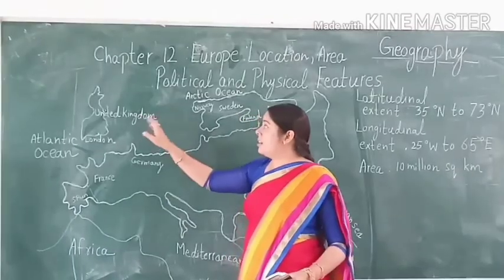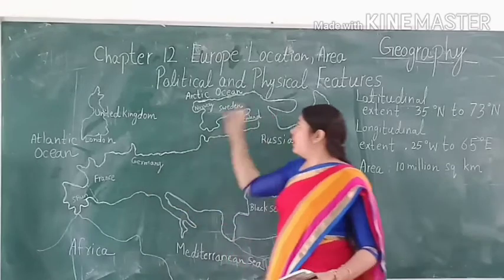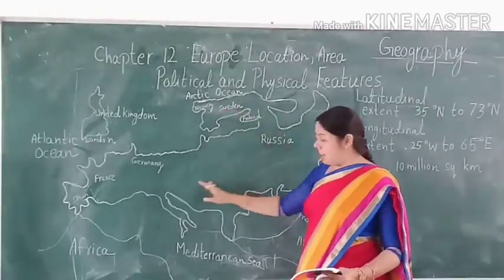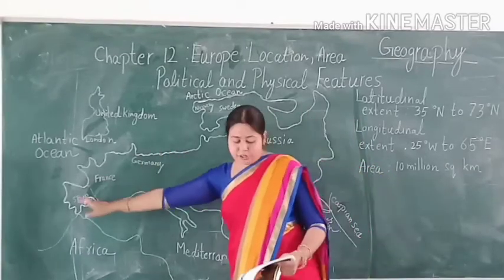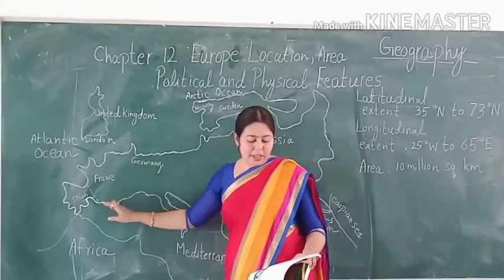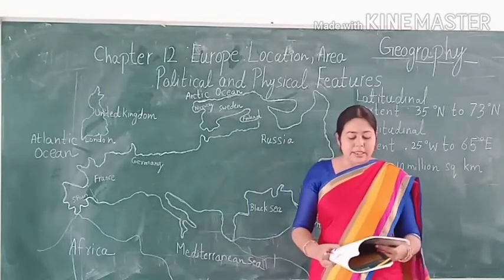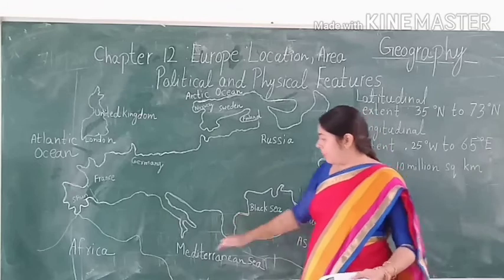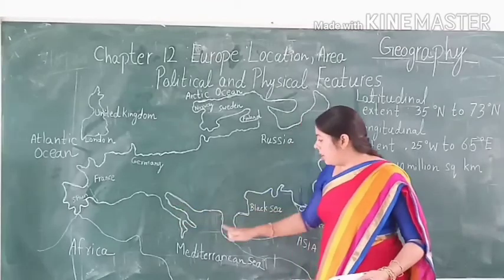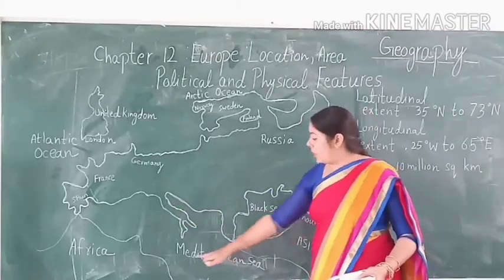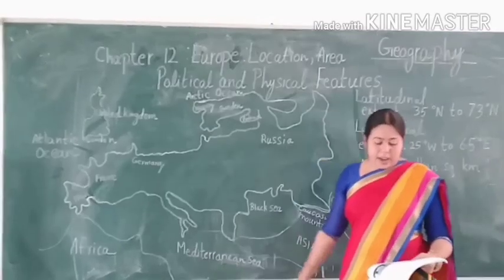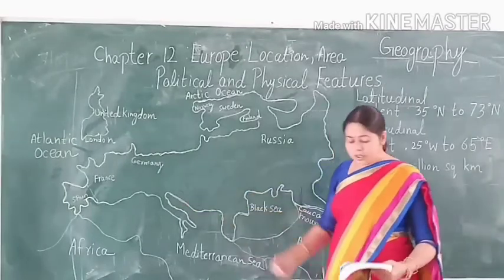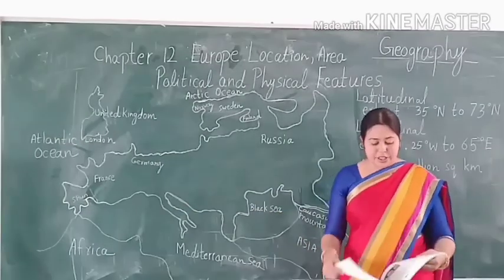So these are the political divisions of Europe. These countries are called the Scandinavian countries, and here are the low countries, and these countries are called the Central European countries. The countries in the south bordering the Mediterranean Sea are the Mediterranean countries.